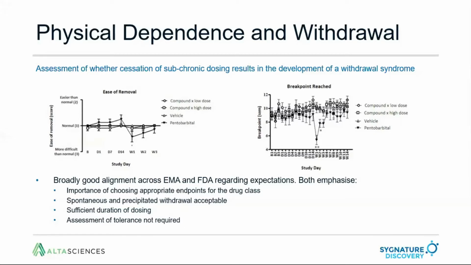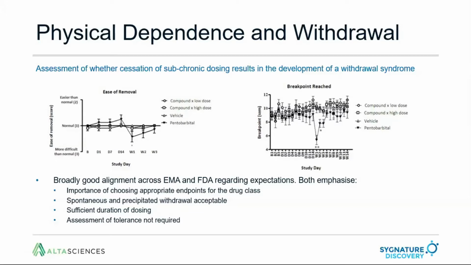So again, there's broadly good alignment across EMA and FDA regarding expectations for this model. Both of them emphasize a number of key points, one of which I've just spoken about, which is the importance of choosing appropriate endpoints for the drug class. So every drug class has a very distinct withdrawal syndrome. We see that clinically as well as non-clinically. And so it's critically important that we choose the appropriate endpoints for the class of drug that's being assessed.